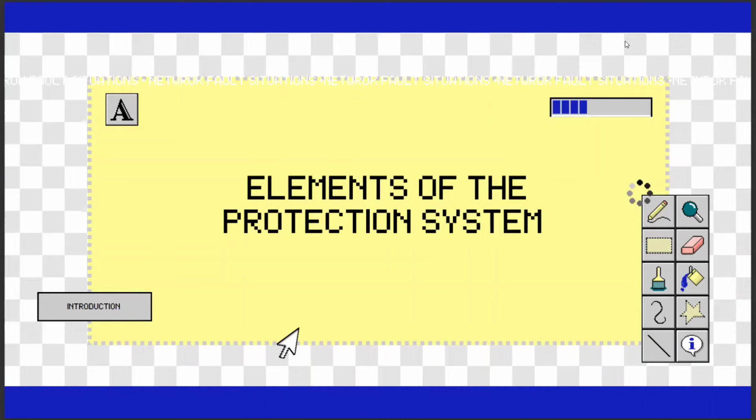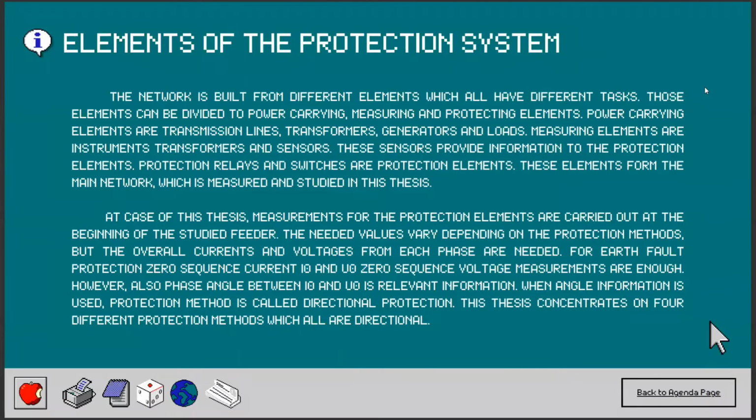Okay, so next are the elements of the protection system. This is a network built from different elements which all have different tasks. Those elements can be divided into power carrying, measuring, and protecting elements. So the elements of the protection system can be divided into three.